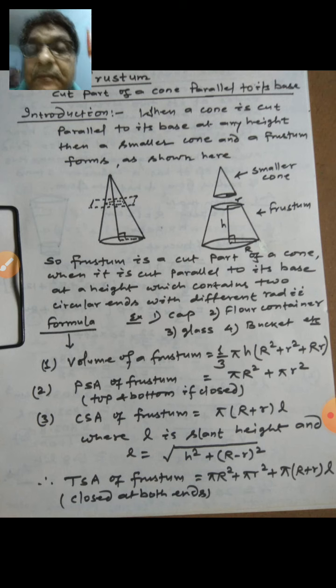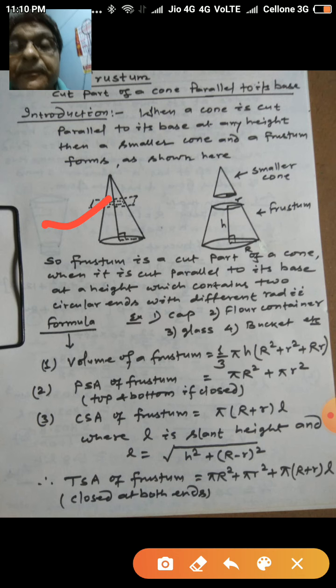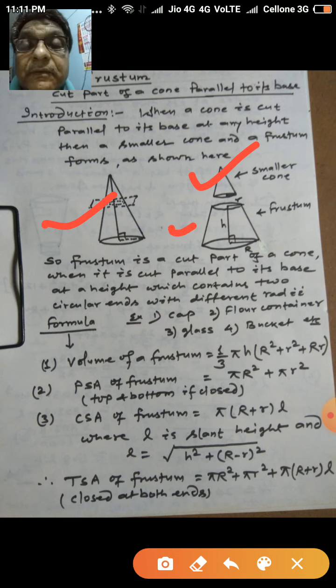So in this way, a frustum is defined as the cut part of a cone when a cone is cut parallel to its base at any height, and that part of the cone results in two circular ends with different radii, as shown here in this figure. When a cone is cut parallel to its base, the upper part is a smaller cone and the lower part has two circular ends at top and bottom with different radii, you may say different diameters. So this is called a frustum.